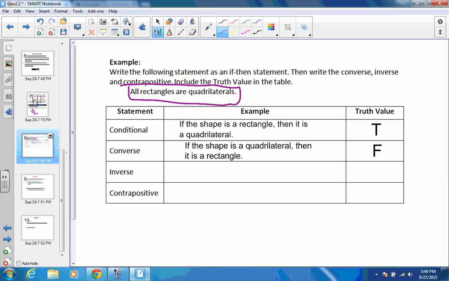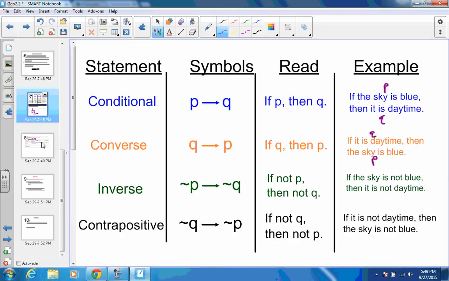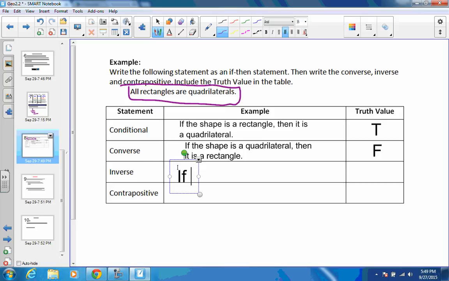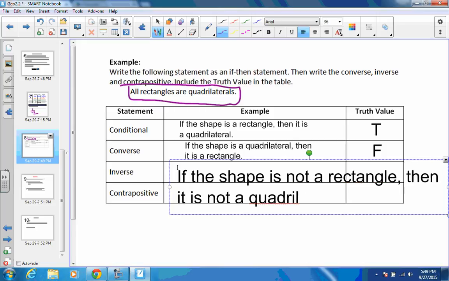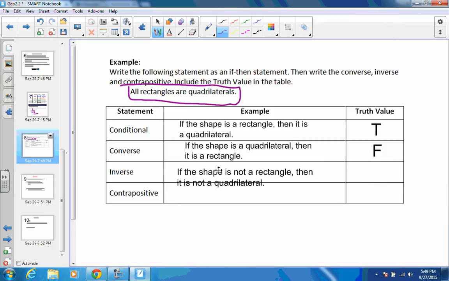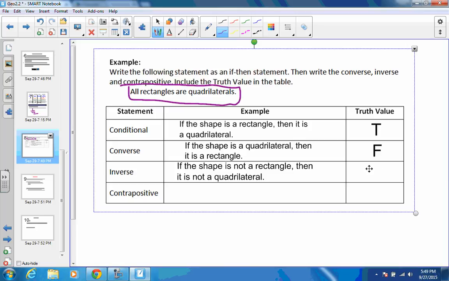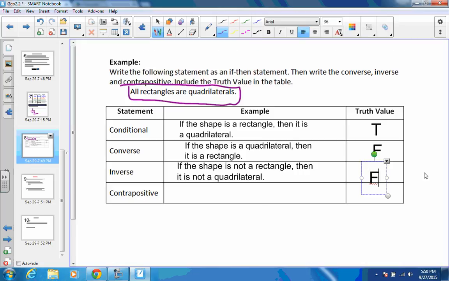All right, the inverse is just negating both the sides of the conditional. So if not P, then not Q. So we'll say if the shape is not a rectangle, then it is not a quadrilateral. Right, so we just negated both sides of the conditional. Let's think, is that always true? If the shape is not a rectangle, let's say it's a parallelogram, then it's not a quadrilateral. Not true. Parallelogram is a quadrilateral. So we have 2 equivalent statements there. The converse and the inverse would technically be equivalent.